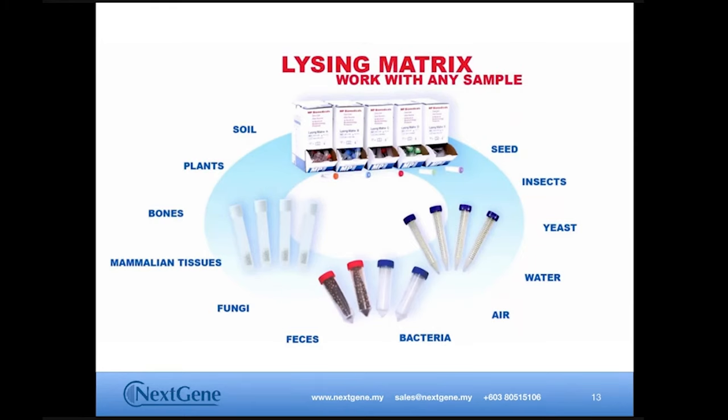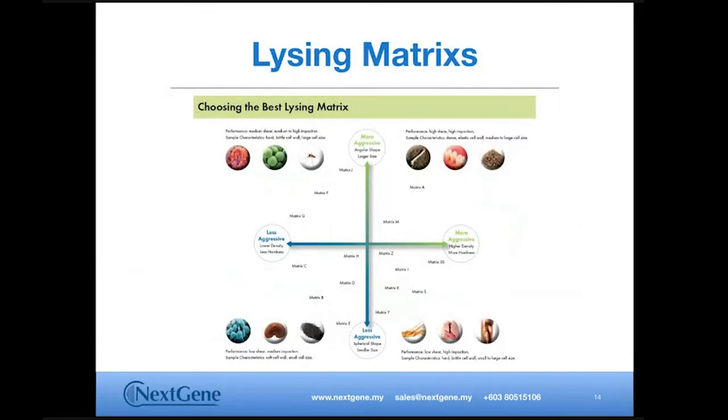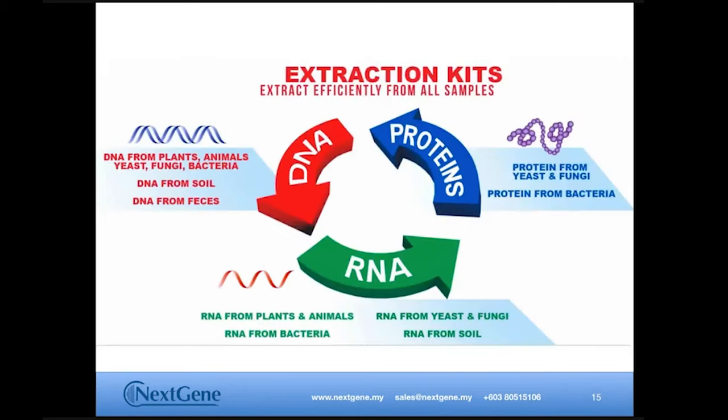Also, MPBio has different lysis matrices, as you can see in the next slide, that can be customized for different samples as shown here for a better lysis effect. For example, if you're looking into samples such as tooth that are very hard to lyse, then Matrix A and Matrix M can be examples of matrices to be chosen. Moving on, the FastPrep is also compatible with all different types of extraction kits to enhance the efficiency of extraction from DNA to RNA, as well as protein for downstream application.